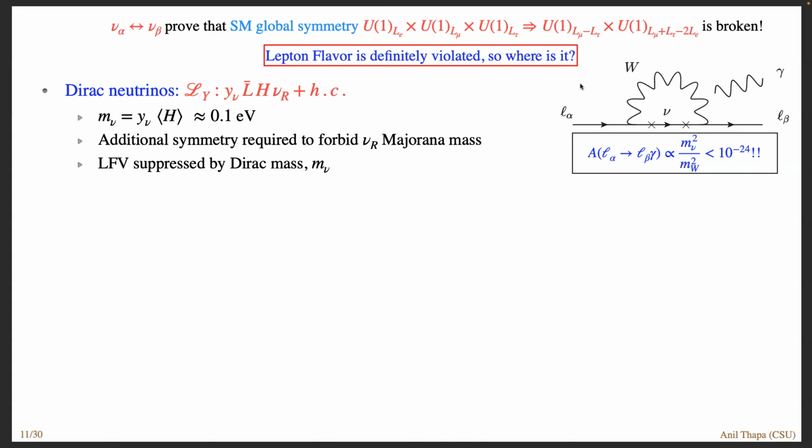If you have Dirac neutrinos, you just add a right-handed neutrino and you have this term. That means the Yukawa coupling is quite small, and assume the Majorana term is forbidden by some additional symmetry. The lepton flavor violating amplitude is proportional to m nu over mW squared, which is of order 10 to the minus 24. The actual transition rate is the square of this, 10 to the minus 48. There is no way you can probe this tiny amplitude in experiment, so there is no way to probe Dirac neutrinos through lepton flavor violation.